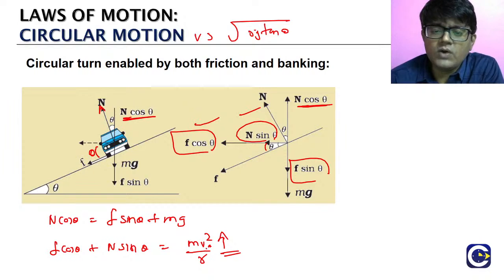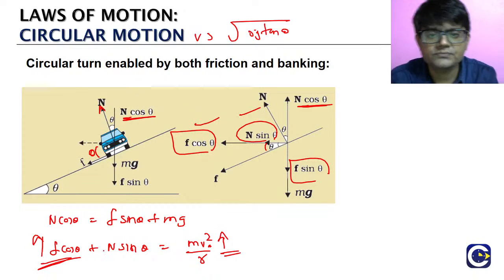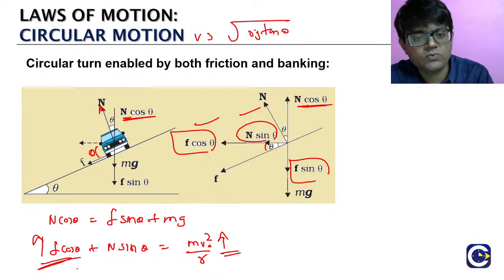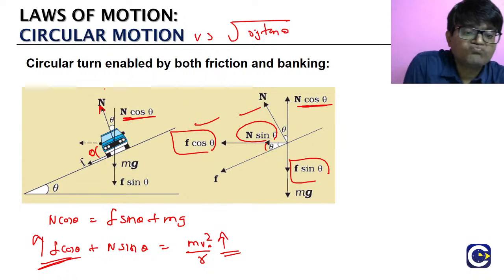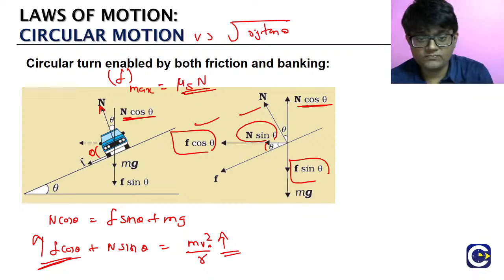If you want the highest value for v, the friction also should have the maximum value. What is the maximum value of friction? It is the limiting value, right? The maximum friction is the limiting value, which is mu s into normal reaction.